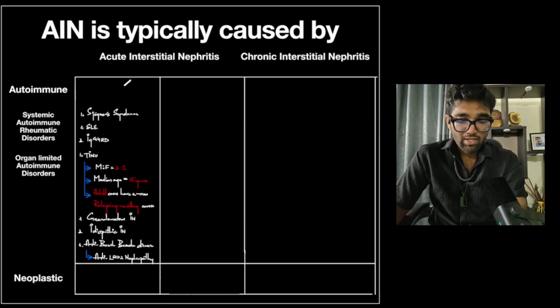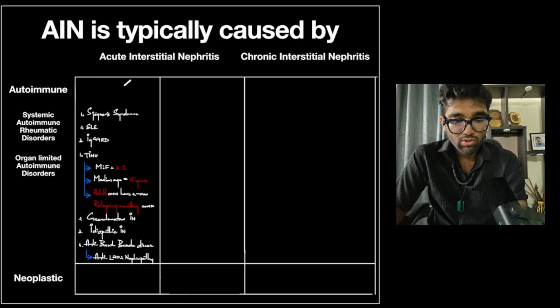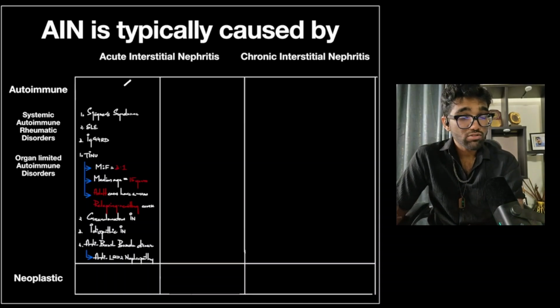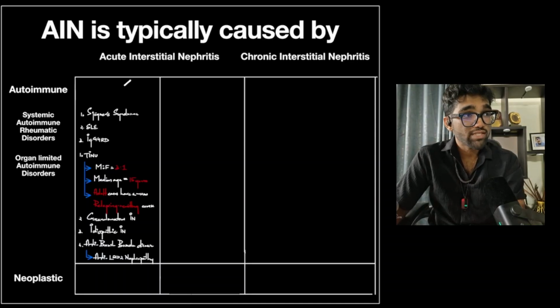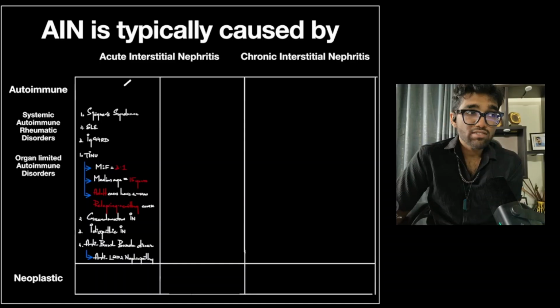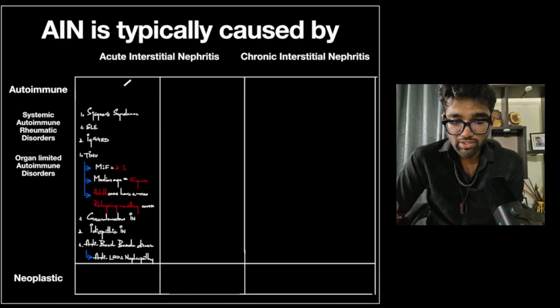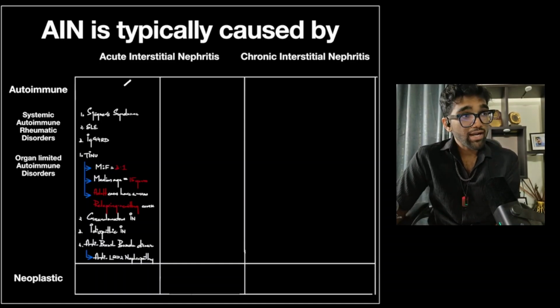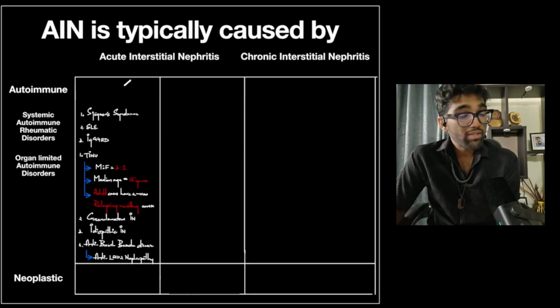Okay. Now, corresponding to our sarcoidosis, we have granulomatous interstitial nephritis. You would notice that I've not mentioned sarcoidosis as a cause of acute interstitial nephritis. That is because almost exclusively sarcoidosis causes chronic interstitial nephritis and nephrocalcinosis rather than acute interstitial nephritis. However, granulomatous interstitial nephritis can be a presentation of acute interstitial nephritis, but in those cases, it is almost exclusively organ limited.